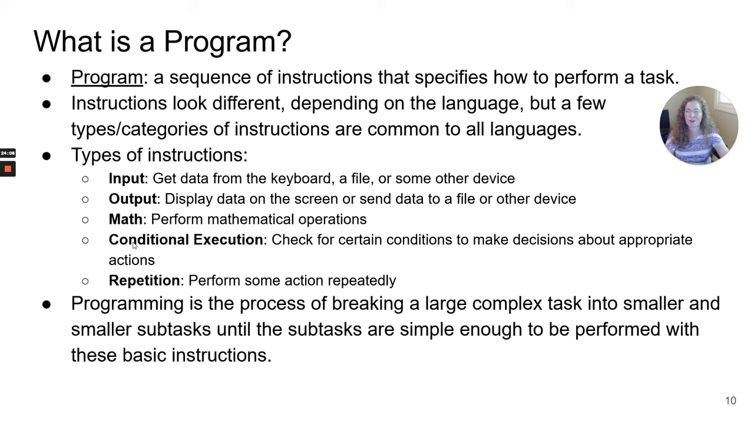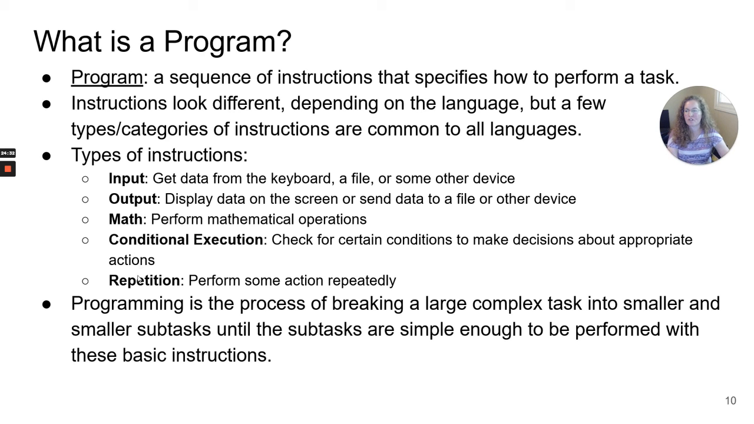They all have to be able to do conditional execution. So they have to be able to check if a certain condition is true and then respond appropriately to that condition, making some kind of decision about what action to take based on whether this condition occurs or does not occur. So this is conditional execution: if this is true, do this. If it's not true, do this other thing.